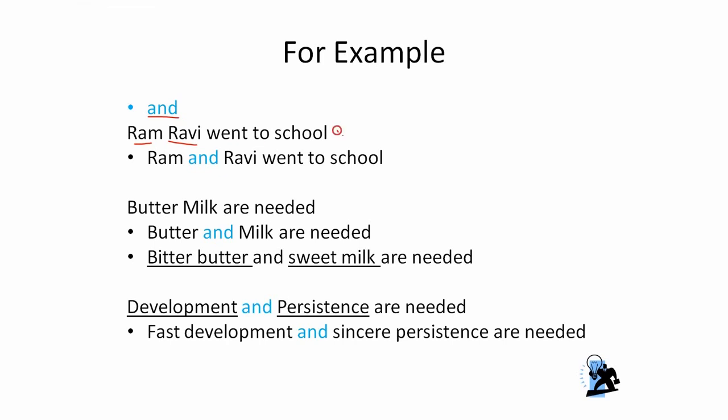"Ram Ravi went to school" is wrong. "Ram and Ravi went to school." So how I treat "Ram and Ravi" is as a noun segment, because in this segment I have two nouns and they are joined by a conjunction.